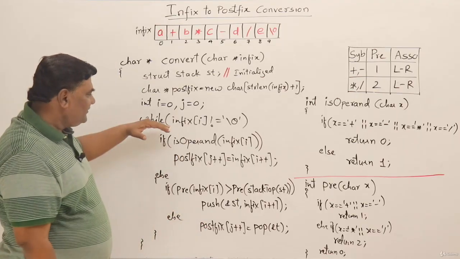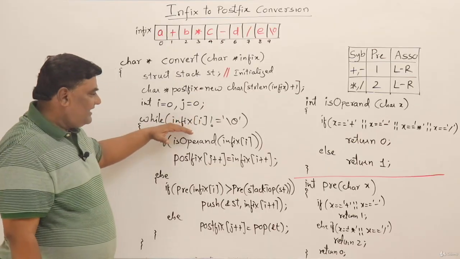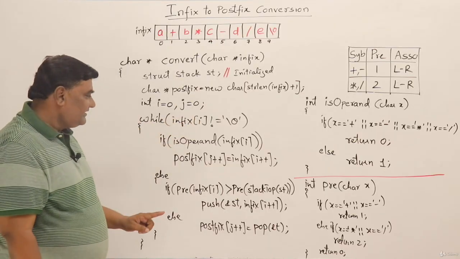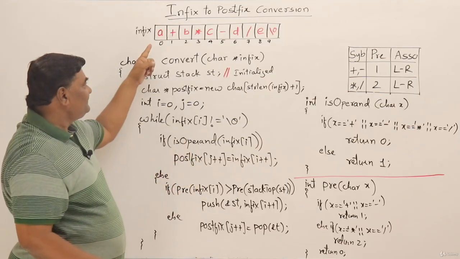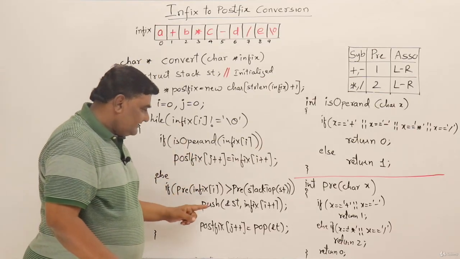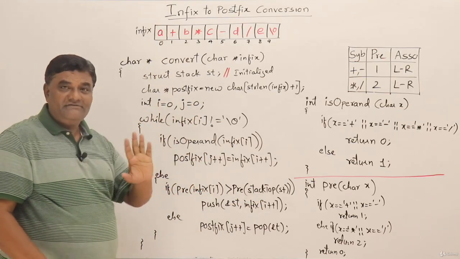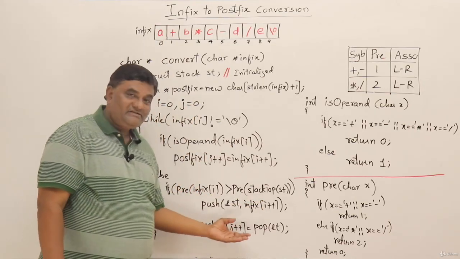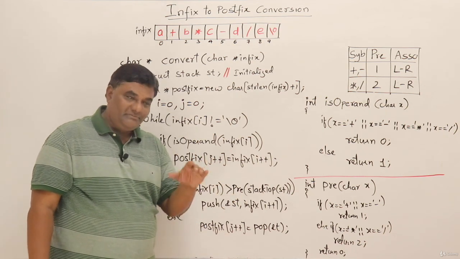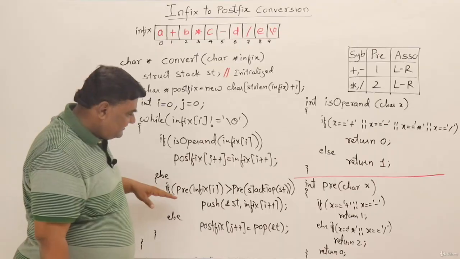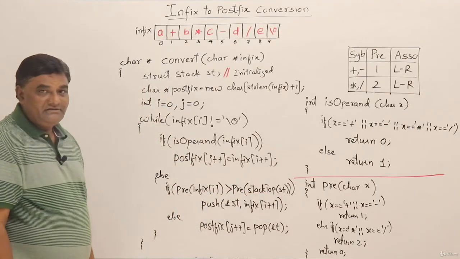That's why I have not used a for loop. A for loop means every time it will move to the next I. While I am using a while loop, I am moving it myself. If it is an operand, it goes to postfix, then move to the next symbol. If the symbol is pushed into the stack, then move to the next. Otherwise don't move, because you are popping out a symbol from the stack and adding it into postfix. Be on the same symbol and continue again and check again with the stack top. That's all. This is the procedure.